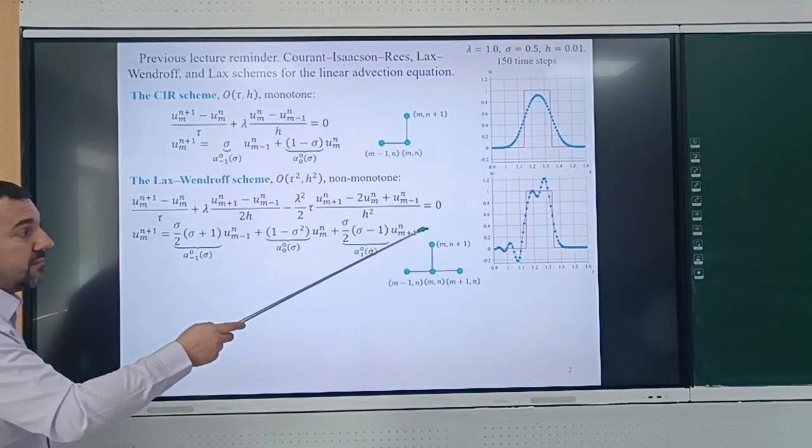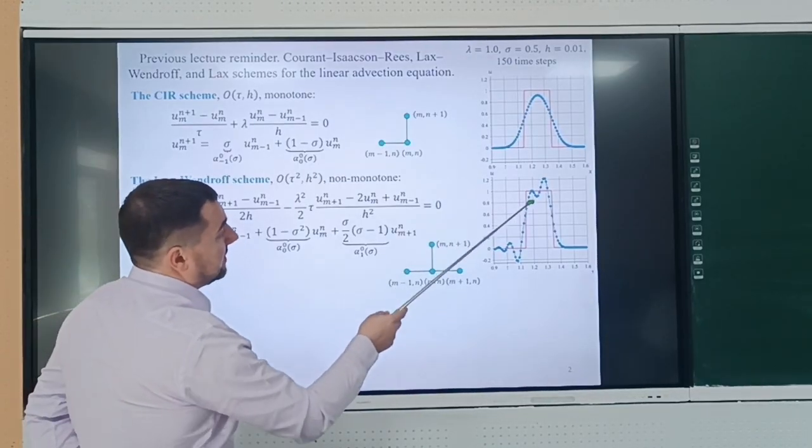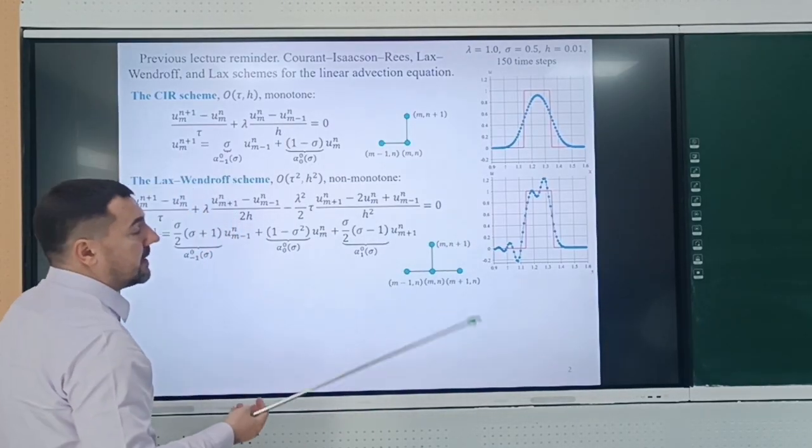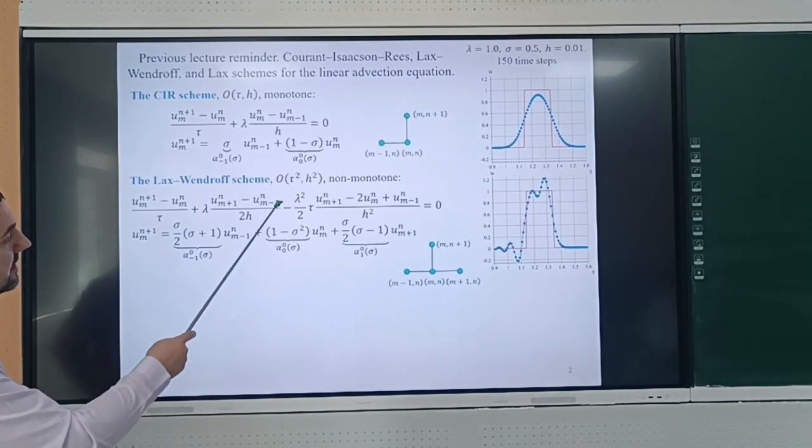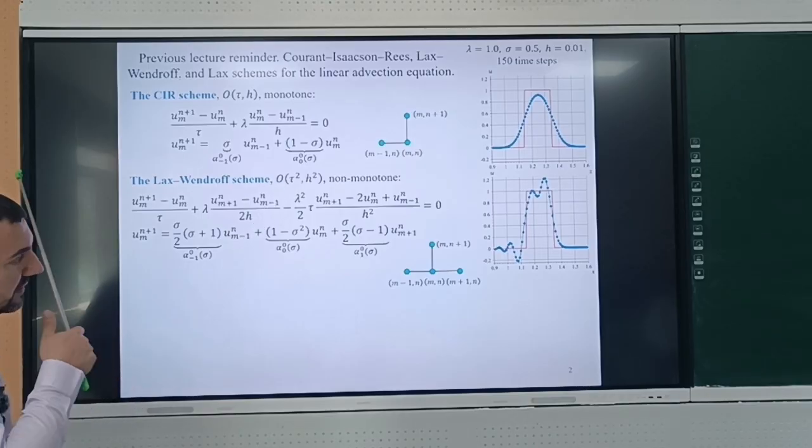And this is an example of a simulation result. Again, it is a very typical picture for second order schemes, with accuracy of order tau squared and h squared.